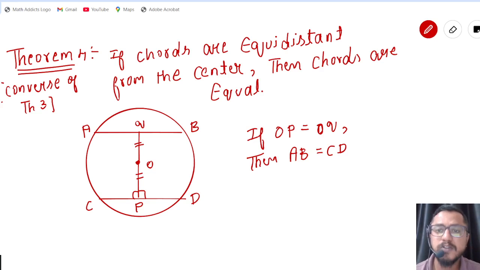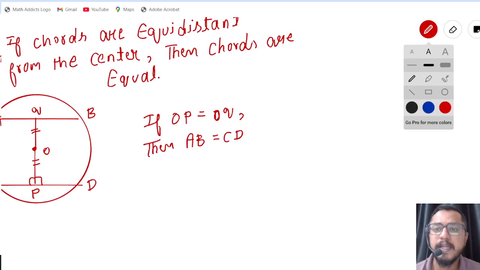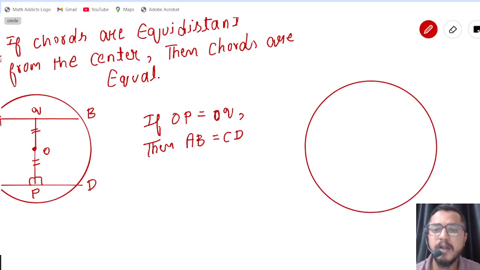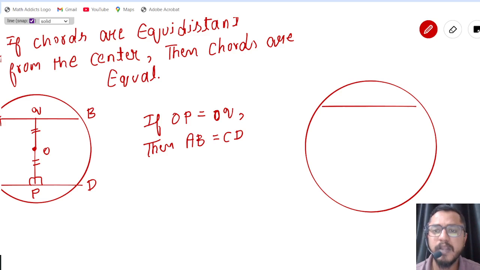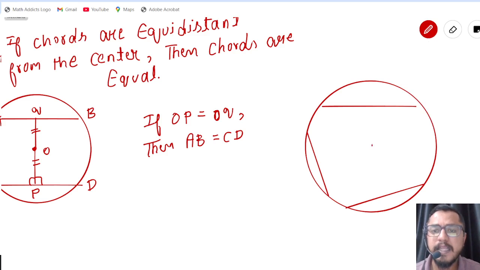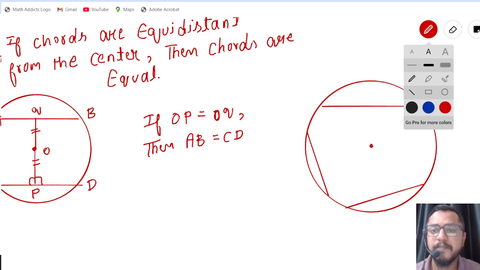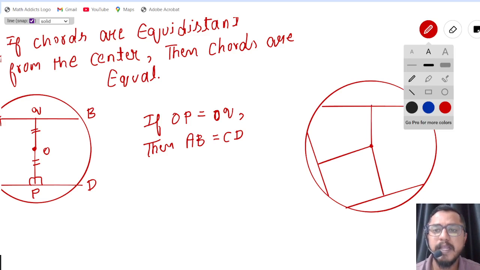Okay, this theorem is not restricted only to two chords. Understood? It can be applicable for multiple chords as well. So let me consider three chords here. You can frame an example for four chords as well. The property will hold good. If chords are equidistant from the center, then chords will be of the same length.